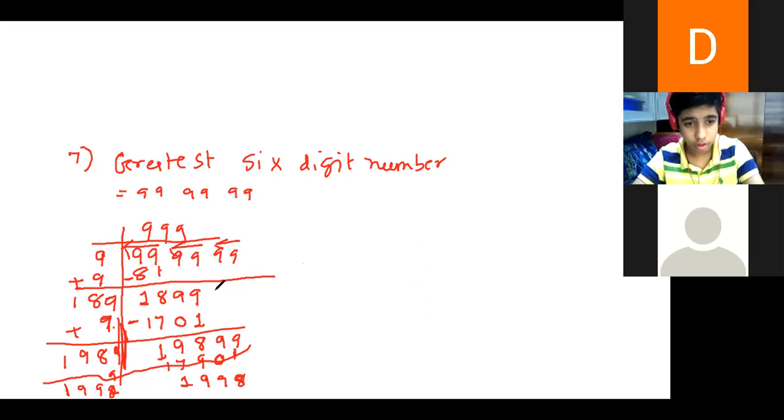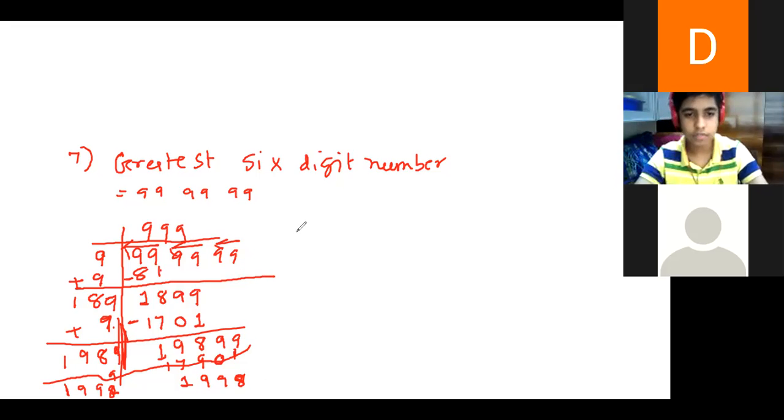999 ka square will definitely be less than this, right? Yes, sir. We got a remainder. It will be approximately till this. So, to get the greatest 6-digit number, because we cannot take more than this, we have to take less. You have to subtract this remainder.